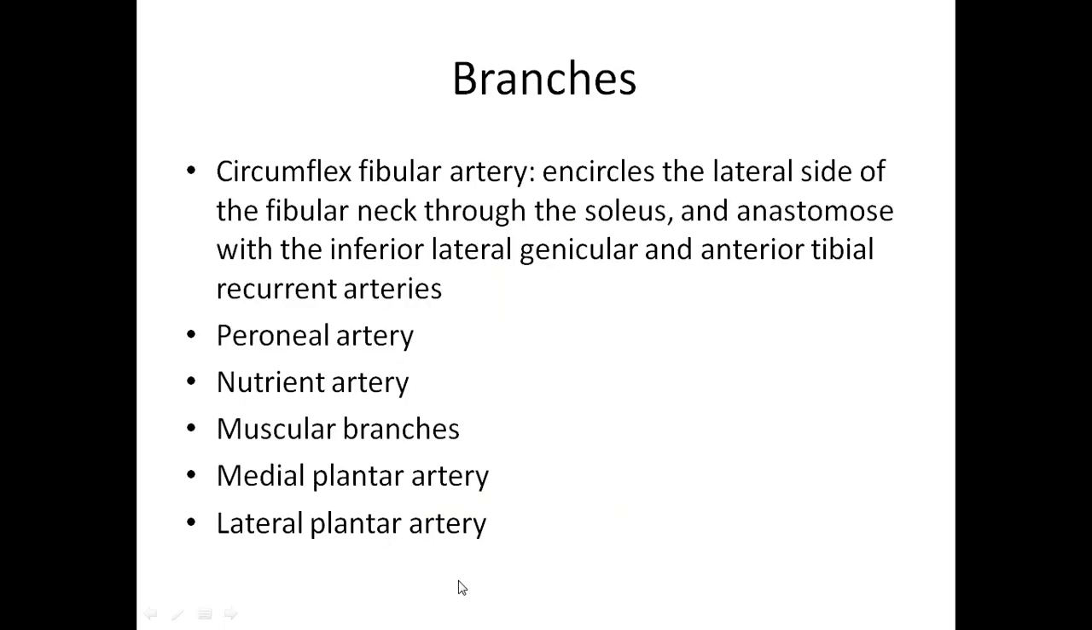One of the branches from this posterior tibial artery, circumflex fibular artery, is one of the major branches which encircles the neck of the fibula, and anastomosis in the inferolateral genicular anastomosis along with tibial recurrent. Other major branch is for the lateral compartment of the leg. It's called peroneal artery. Minor branches include the nutrient artery for the bones of the leg, muscular branches for the posterior compartment of the leg, the muscles, calf muscles. Terminal branches include the medial and the lateral plantar artery for the sole of the feet.